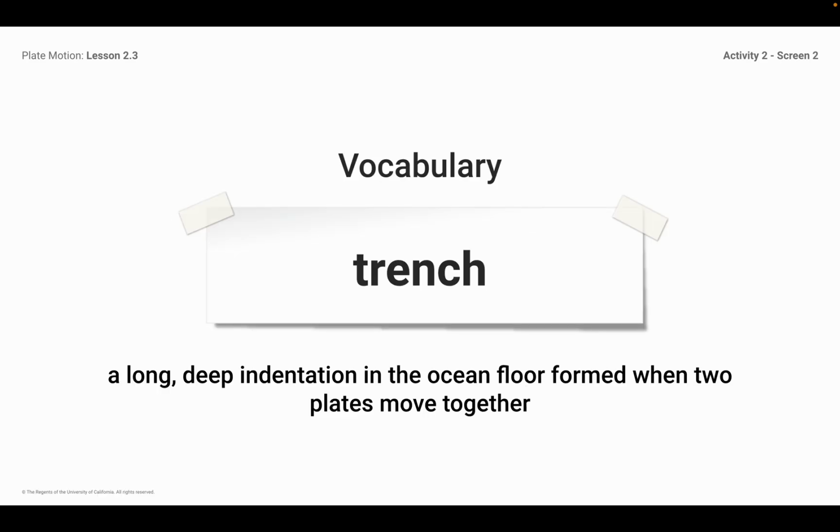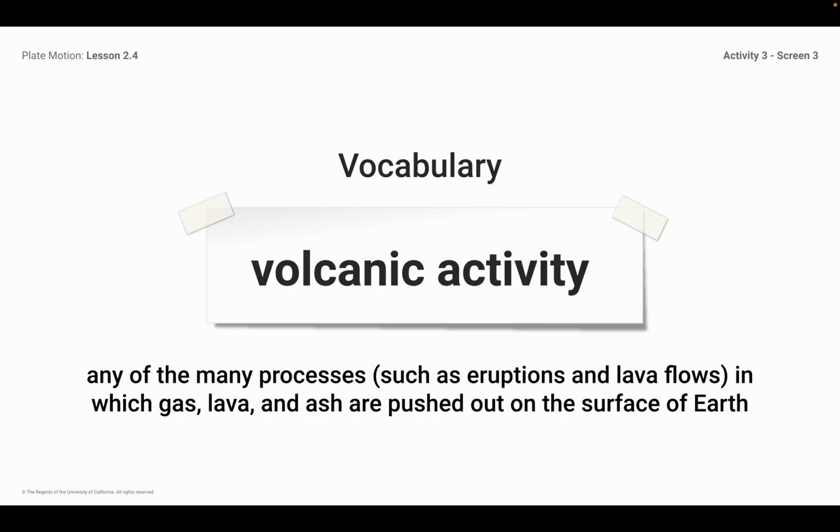The first vocab word is trench. A trench is a long, deep indentation in the ocean floor formed when 2 plates move together. So this is a landform that is made in the ocean floor, and it's formed when 2 plates move together. It's there because one plate goes underneath the other, and it kind of creates a V shape, and so that's called a trench.